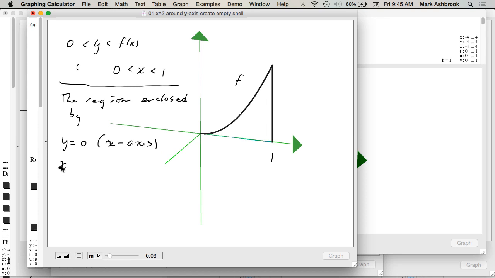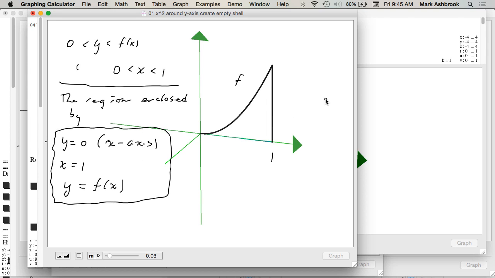x equals 1. That's the vertical line. And y equals f of x. So if you were to say the region enclosed by these three things, you would get the shark fin. All right? y equals 0, that's the bottom of it. x equals 1 is the right side, and f of x is the top. And that will give you that region. Okay, so this is normally how you'll be given situations, and you have to come up with the region, the curves, the boundary, and the region in question.